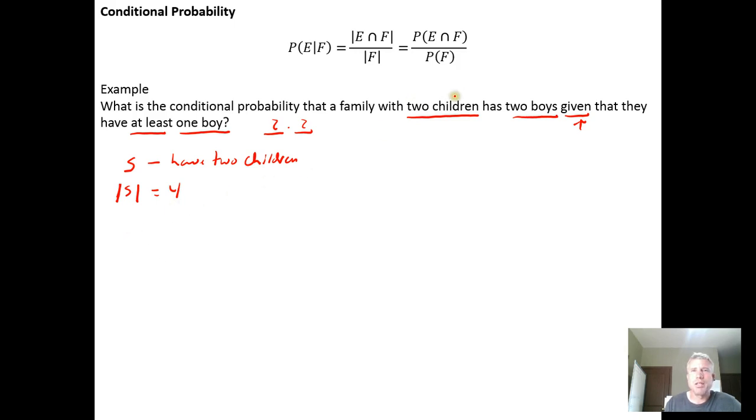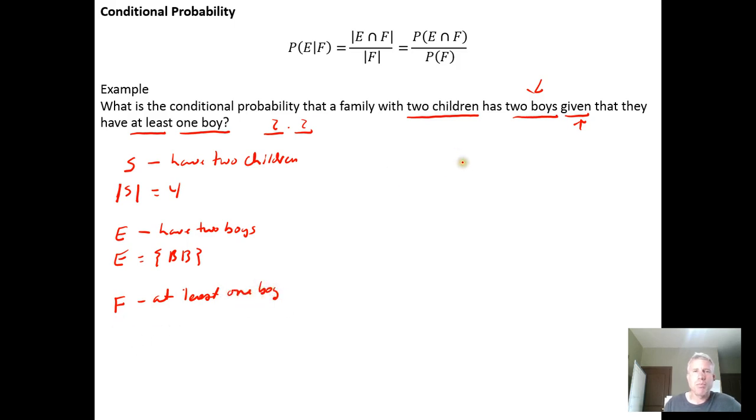And we're interested in having 2 boys, the event that we have 2 boys. That's the event we're interested in. And there's only one way that that can happen, right? To have 2 boys, you'd have boy, boy, right? This event is the first kid is a boy, the second kid is a boy. That's what that event looks like. And then we have another event that we have at least 1 boy. So F is, we know they have at least 1 boy.